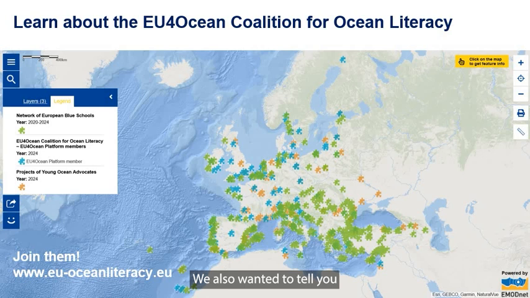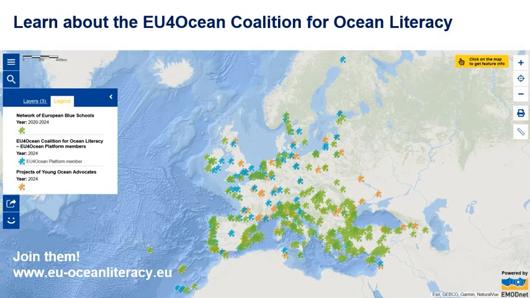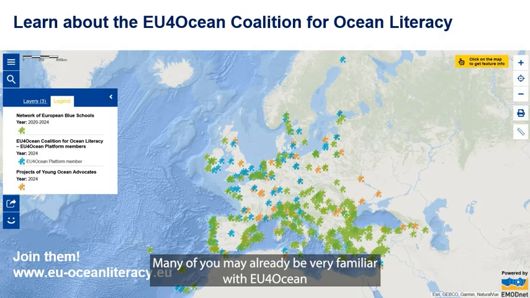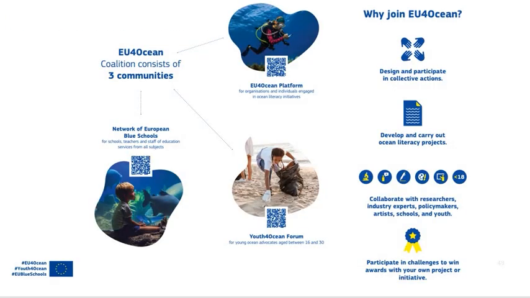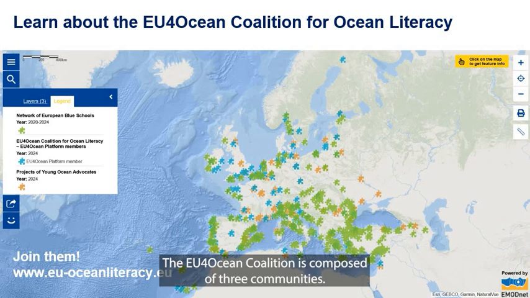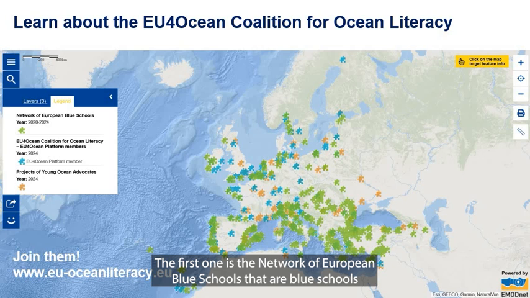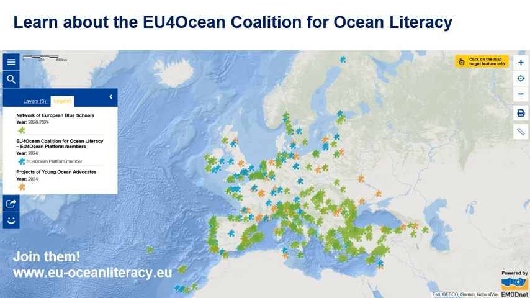We also wanted to tell you about the EU Ocean Coalition for Ocean Literacy. Many of you may already be very familiar with EU for Ocean if you joined the network of European Blue Schools. The EU for Ocean Coalition is composed of 3 communities: the network of European Blue Schools, that are schools that have developed a project on the ocean with a local partner.